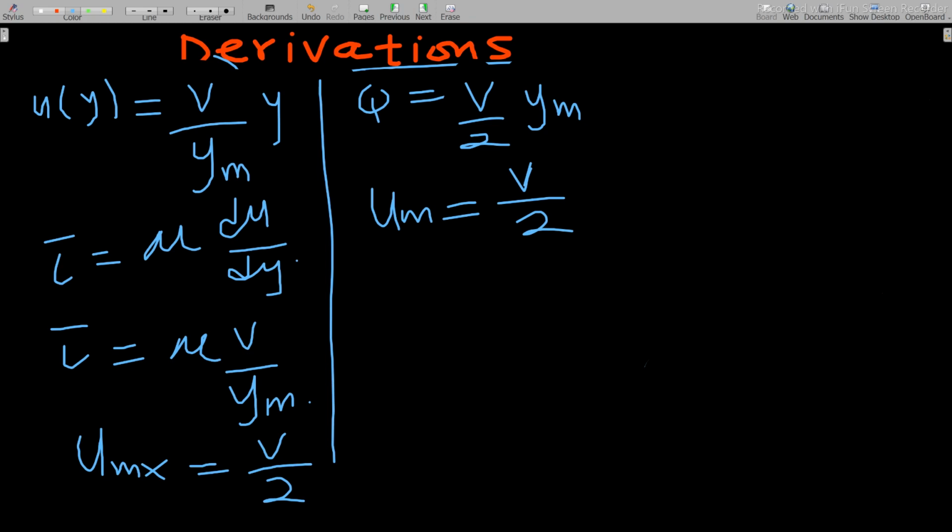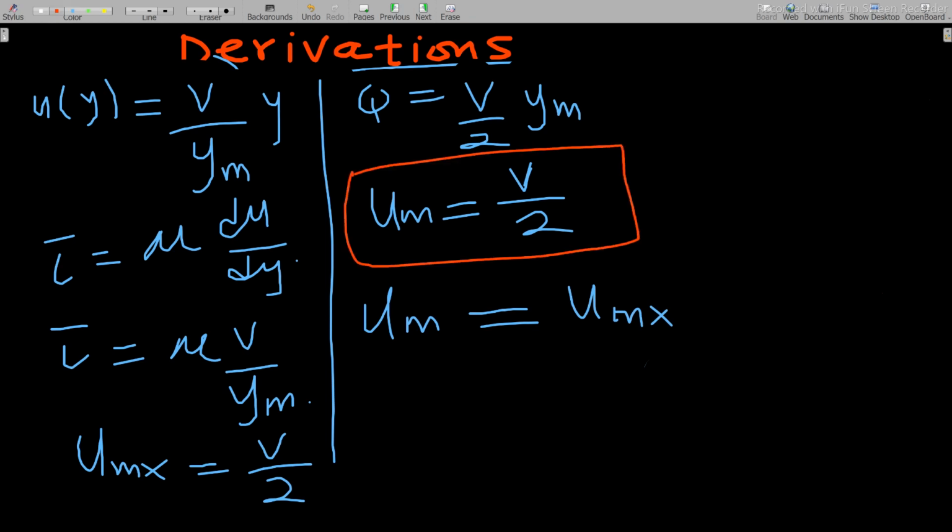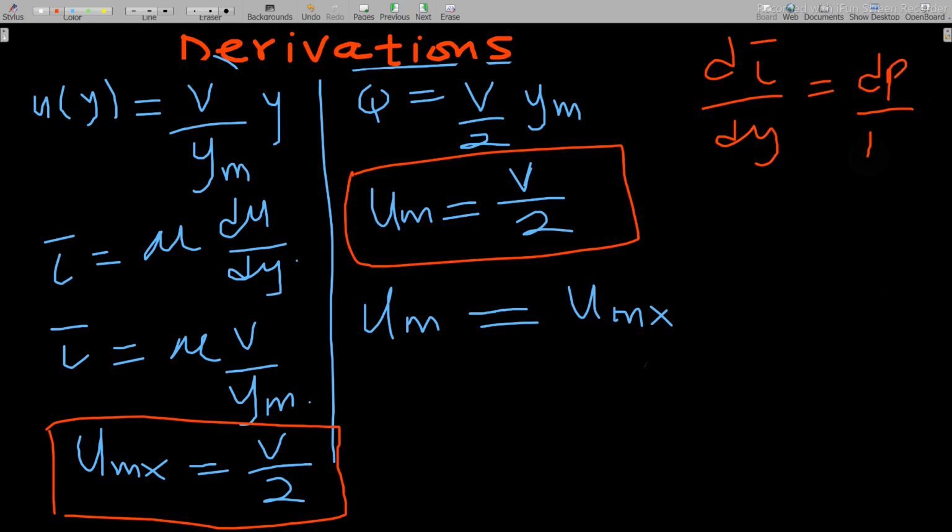You could see that for a Couette flow, u mean is equal to u max, because u mean was given as V over 2, and u max was also given as V over 2. They are both the same. So for Couette flow, u mean is equal to u max. This is very simple. You can go through this yourself, just start from the basic understanding that d tau dy is always equal to dp dx. Depending on the kind of flow you are dealing with, dp dx can be equal to zero or not. When it is Couette, then you have this. When it is Poiseuille, like we discussed in our first slide, then it is not equal to zero. You have to go through the process we did in our previous discussion.